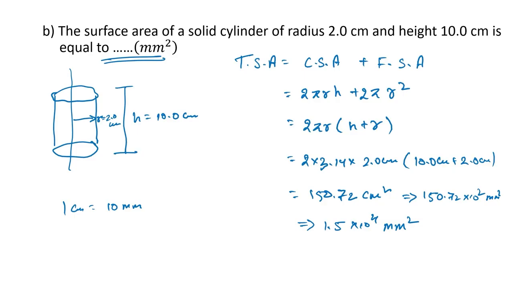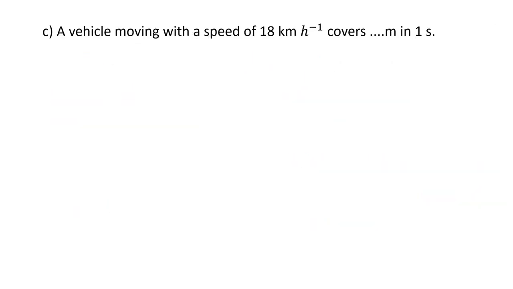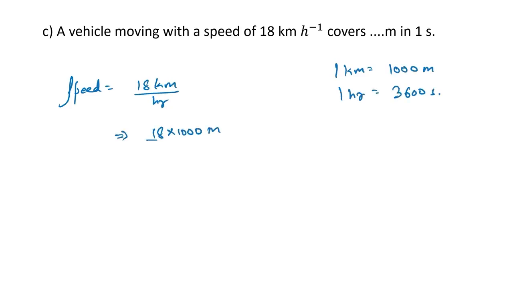Moving on to the next question, we have a vehicle moving with a speed of 18 km per hour; how many meters does it cover in 1 second? So basically here we will have to convert kilometer per hour to meter per second. So there are two unit conversions here. From kilometer we will have to go to meter, and from hour we will have to go to second. So the speed as given is 18 km per hour. We know 1 kilometer is equal to 1000 meters, 1 hour is equal to 3600 seconds. So it will come out to be 5 meter per second. So the vehicle will cover 5 meter in 1 second.